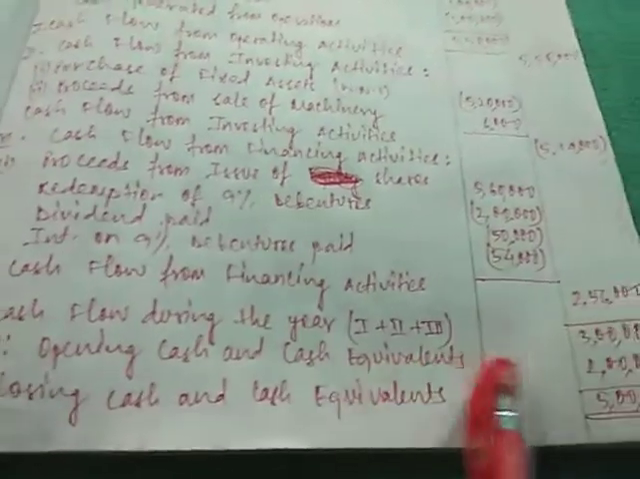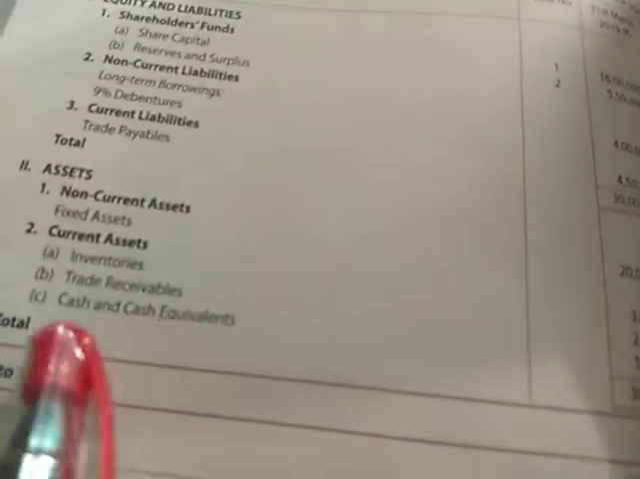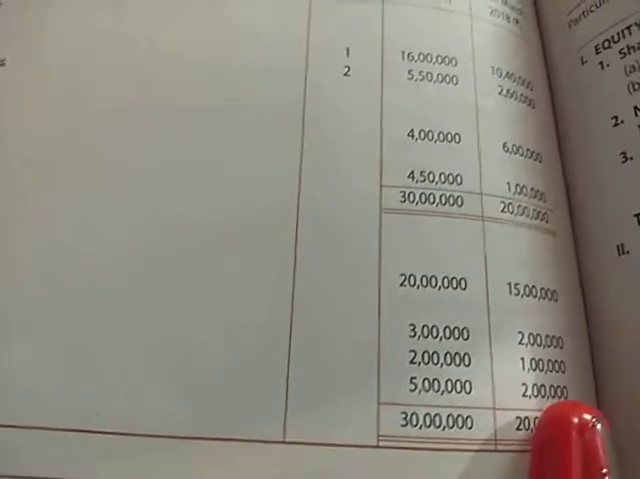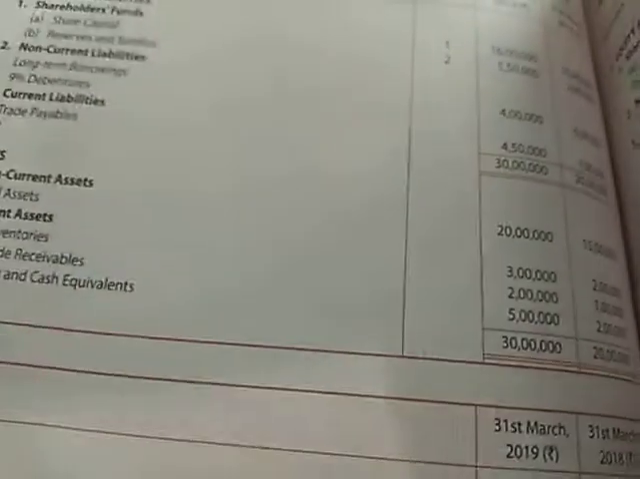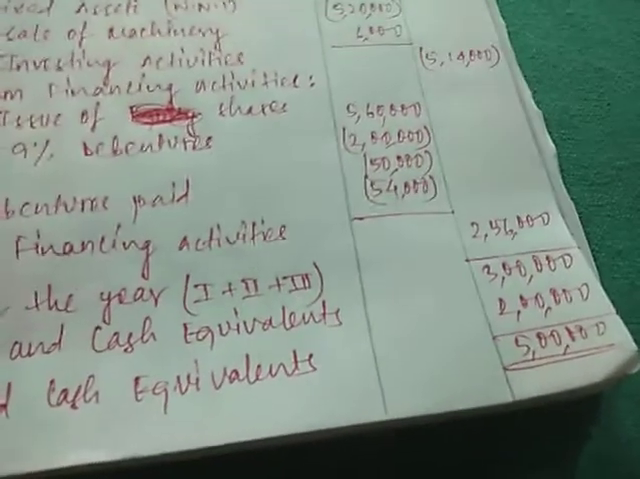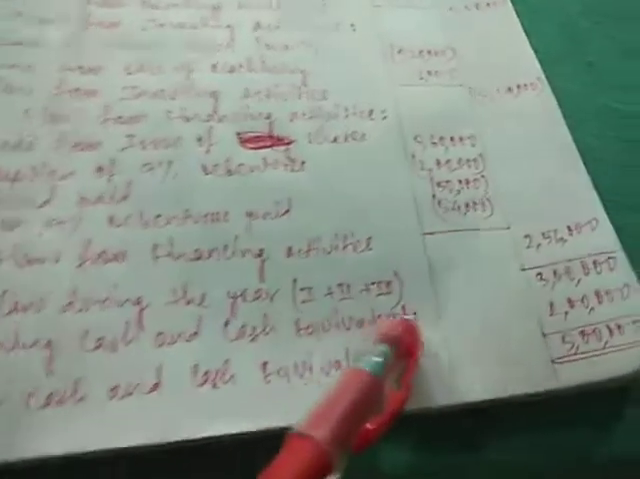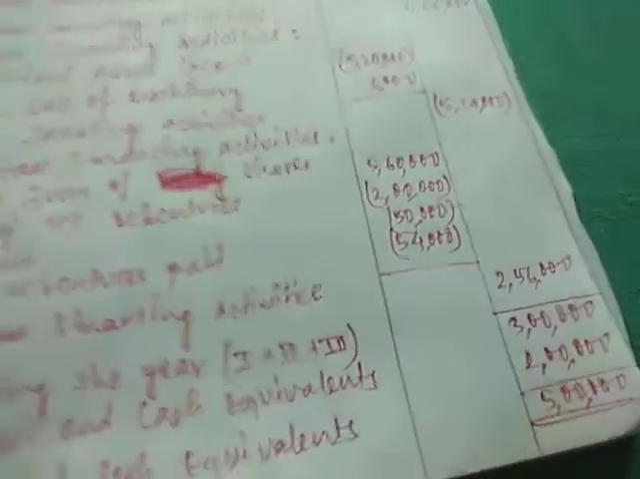With this cash flow during the year, when you add opening cash and cash equivalents, that is 2 lakh. Let us check in the question whether it is 2 lakh or not. Cash and cash equivalents, it is given here. 5 lakh for closing and 2 lakh for opening. So the opening cash and cash equivalents were 2 lakh. Cash flow during the year was 3 lakh. 3 lakh plus 2 lakh gives you 5 lakh, which is the closing cash and cash equivalents. So this question was also done correctly.